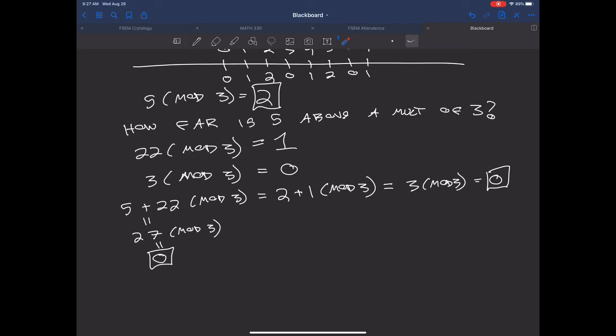All right, so that is the beginning of modular arithmetic. Next time we're going to talk about negative numbers and subtraction. We're going to talk about multiplication, and we're going to sort of talk about division in modular arithmetic.